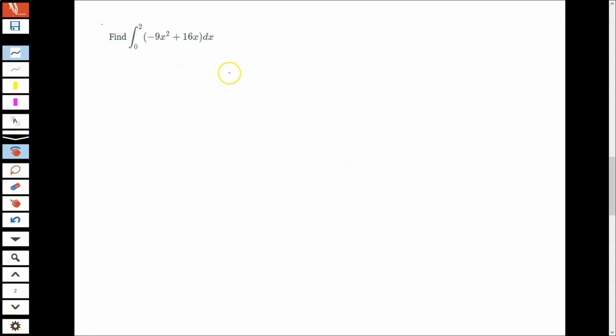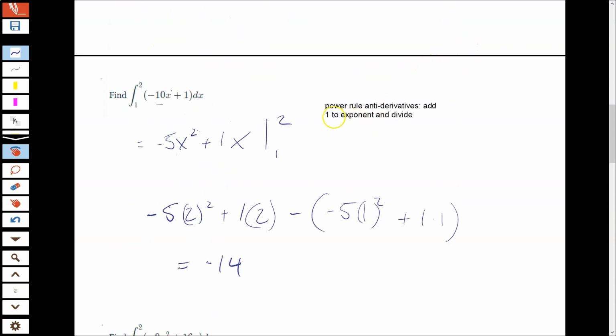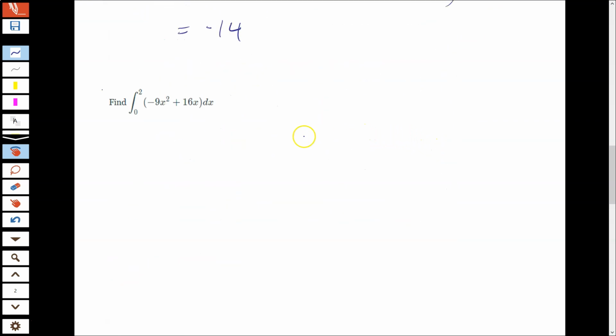Okay, so here we have an x squared. I'm still going to follow that same rule as I had before: add 1 to the exponent and divide by it, right? So the antiderivative of my first term is going to be x to the third with a negative 3 coefficient, because 3 times negative 3 gives me that negative 9. Plus, and now we have an x here, so we're going to have an x squared antiderivative, and then an 8 in front, because 2 times 8 gives me that 16.